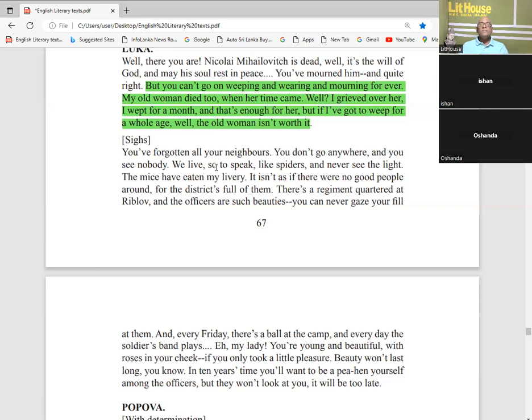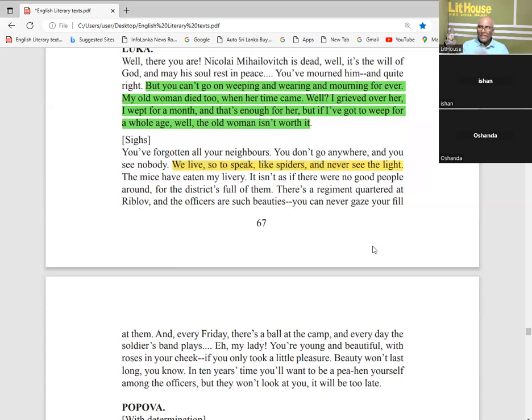You have forgotten all your neighbors. Now, madam, you have forgotten your neighbors. You don't see your friends, and don't go anywhere. You see nobody. Underline: we live, so to speak, like spiders and never see the light.